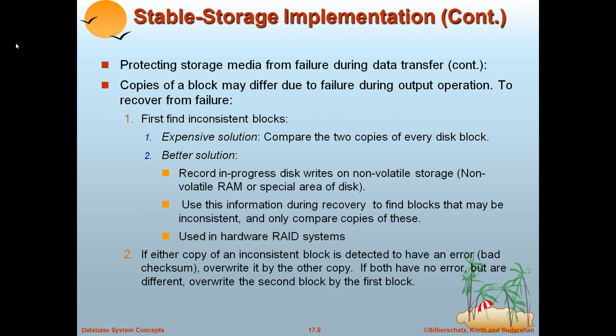And copies of the block may differ due to failure during the output operation. To recover from the failure, first find the inconsistent blocks. Inconsistent block means either the transfer may be partial or the total failure. So there are two different solutions we have.